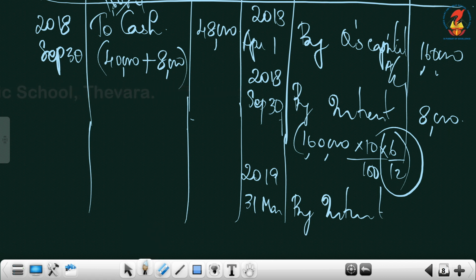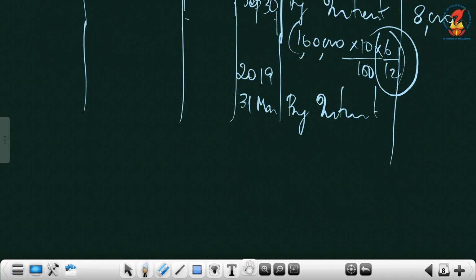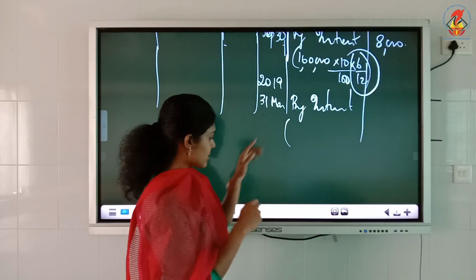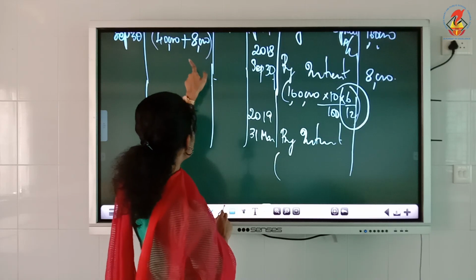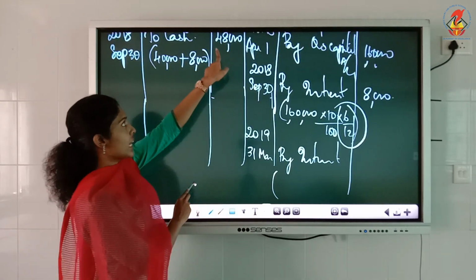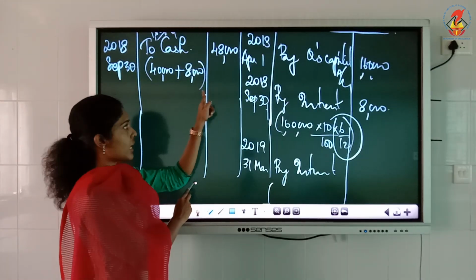You just count and see. After September, you have October, November, December, January, February, March. So after 6 months, again you are going to provide interest. So now will you compute on 1,60,000? No, you can't. Out of 1,60,000, you paid how much? You paid actually 48, but that includes the interest.